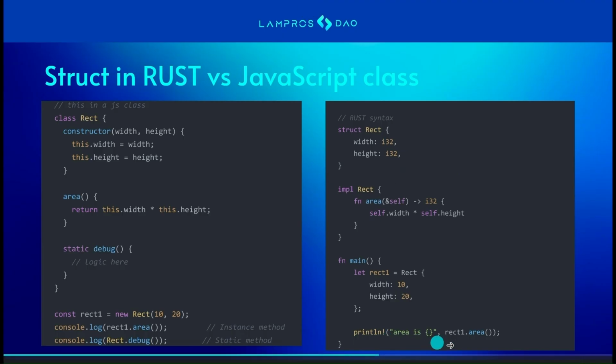And now, as you can see, we are calling rect1.area. Here self.width and self.height mean self refers to the object on which this area method has been called. So the area method has been called on rect1. So rect1.area means rect1.width multiplied by rect1.height. Here rect1's width is 10 and rect1's height is 20, and that will be passed here. So it's similar to JavaScript.